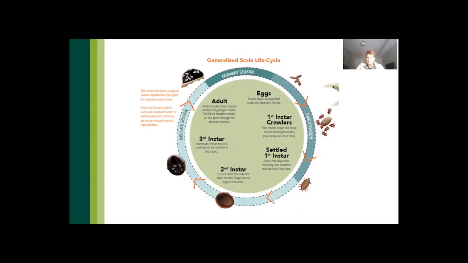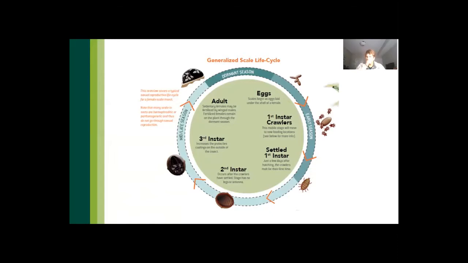And then once they settle, which takes just a couple of days after they hatch, the crawlers will molt for the first time. And then after they molt, they'll go to second instar, where the crawlers have settled. In this stage, what's important is they don't have legs or antennae. They're really just stuck where they are. And then as they move to the third instar, they have their protective coatings. And this is more important because it might be more difficult to get insecticide control on them. They're protected with that outer shell.